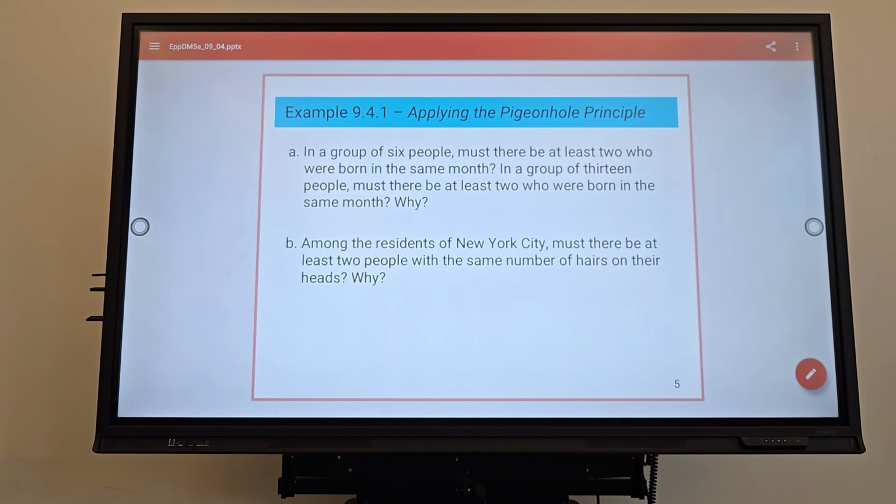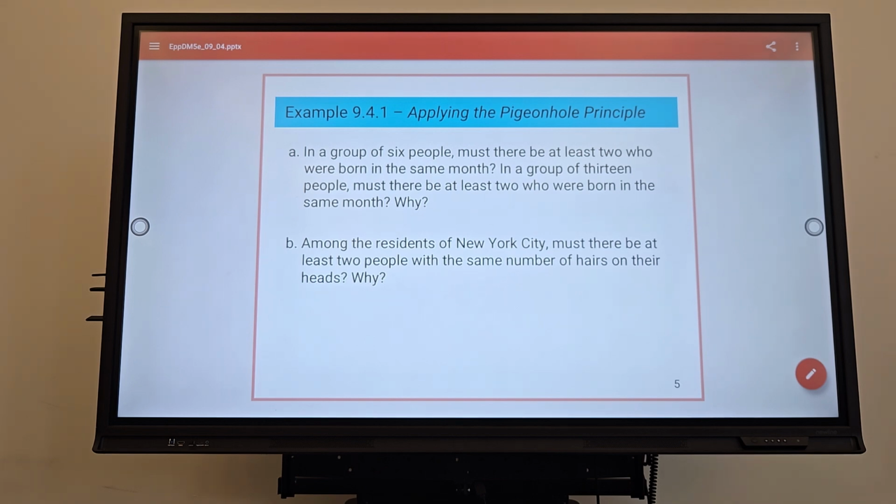In a group of 6 people, must there be at least 2 who are born in the same month? No, because there's 12 months. You can have people born in 6 different months without duplication. But what about 13 people? Yeah, there would have to be at least 2 people that were born in the same month.